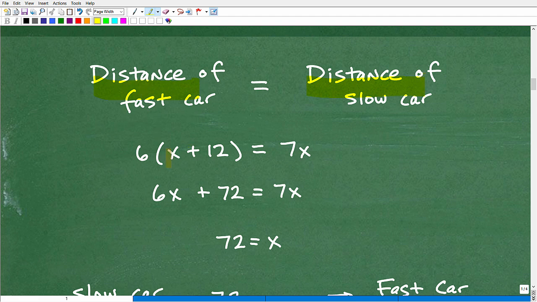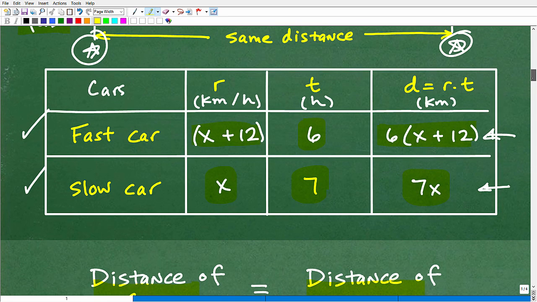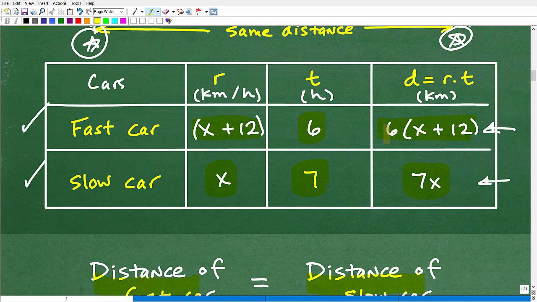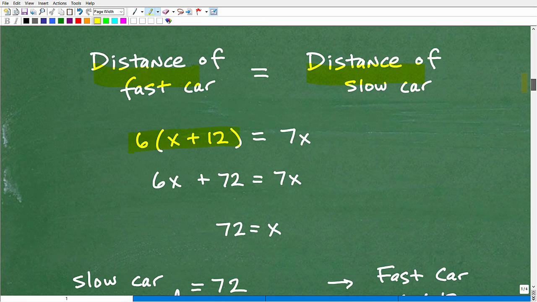From our table, the distance of the fast car is 6 times x plus 12, and 7x is the distance of the slow car. So now I can create an equation.